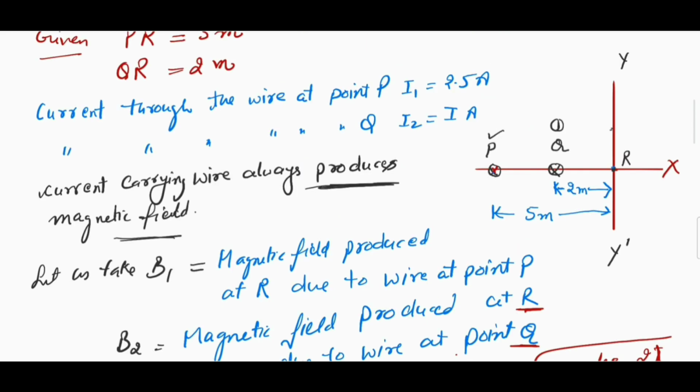So here we have to see the direction of the magnetic fields also. For that, as the wire at point P is going inside the paper, and the current is like this, if we apply the right hand thumb rule here, we'll find that the direction of the magnetic field produced by the wire at point P on point R will be towards Y prime. And similarly, the direction of the magnetic field produced by the wire at Q at point R will be towards Y prime, meaning negative y axis.